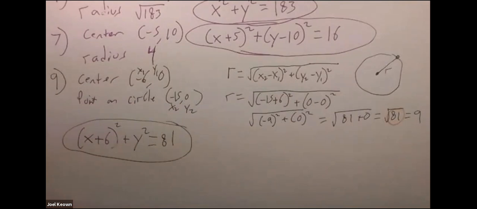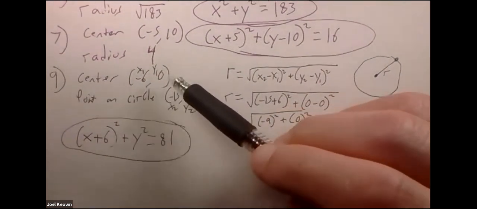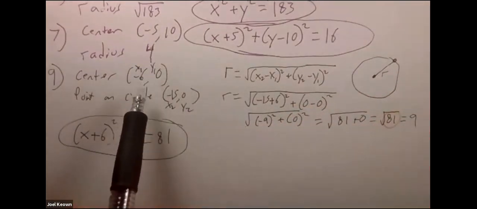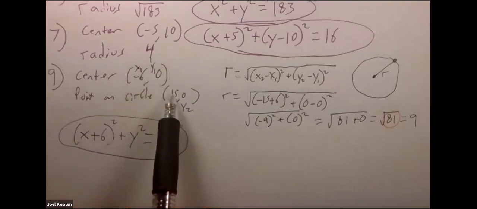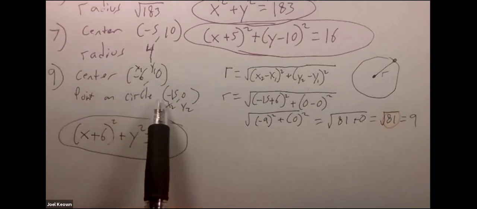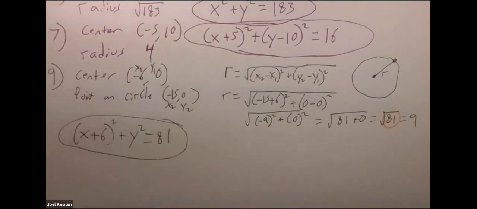Okay, so that's how you're going to do it on most of these problems where you have to find the center and point on the circle. However, I told you there was a little bit of a shortcut you could have used on this one. Because both of my y values were the same, the distance between these two points had to be just the distance of my x values. So the distance from negative 6 to negative 15 is 9. So I could have used that. That only works if either my y's are the same or my x's are the same.